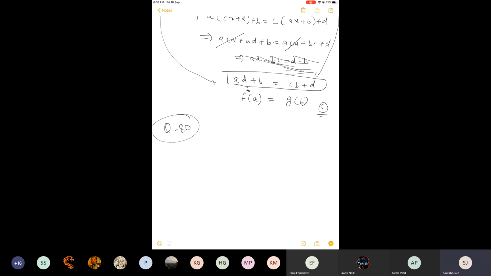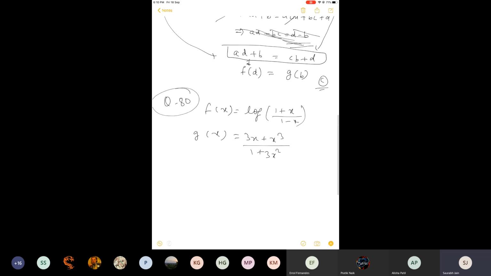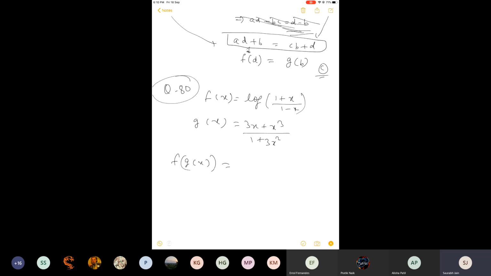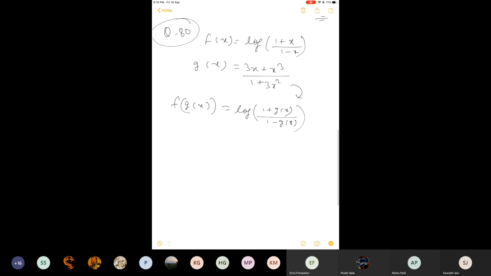Yes, sir. Okay. fx is log of (1 plus x) upon (1 minus x). gx is (3x plus x cube) upon (1 plus 3x square). I think it will become some identity. We have to find fgx. So fgx means log of (1 plus gx) upon (1 minus gx). Put this expression here. So this is log of (1 plus (3x plus x cube) upon (1 plus 3x square)) upon (1 minus (3x plus x cube) upon (1 plus 3x square)).